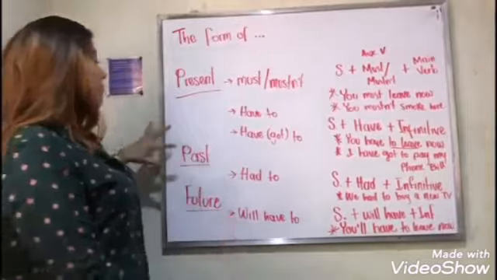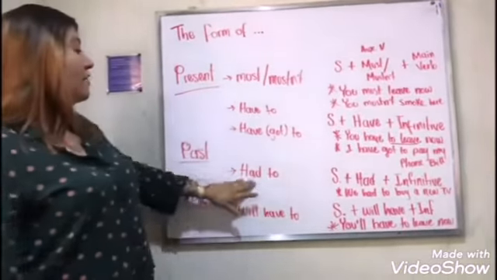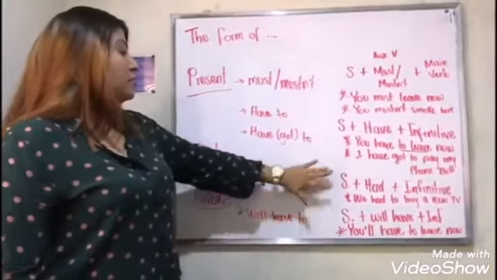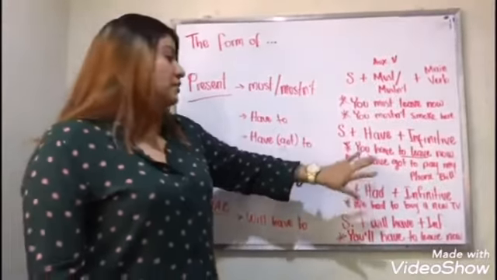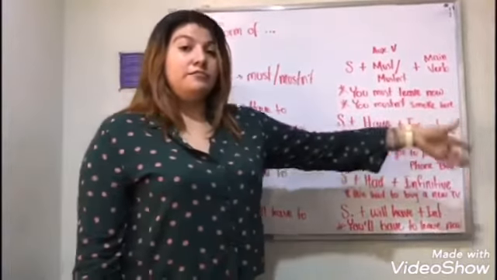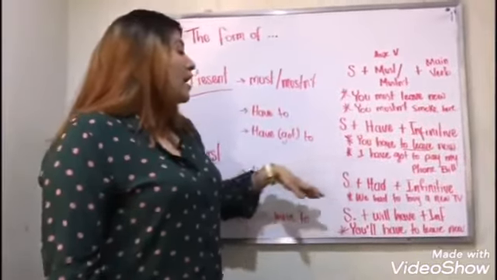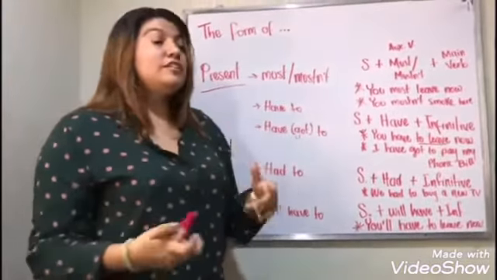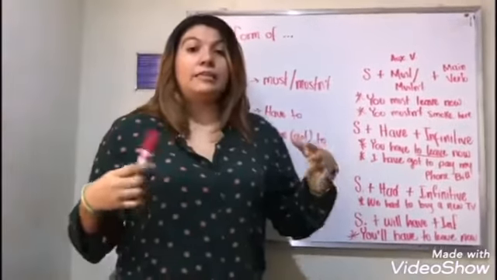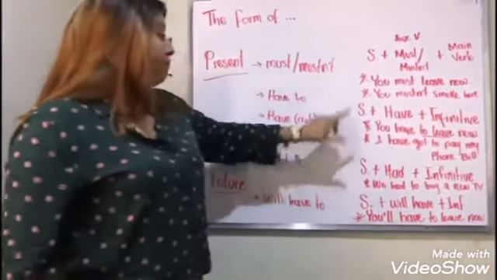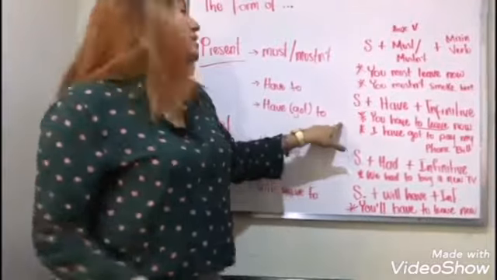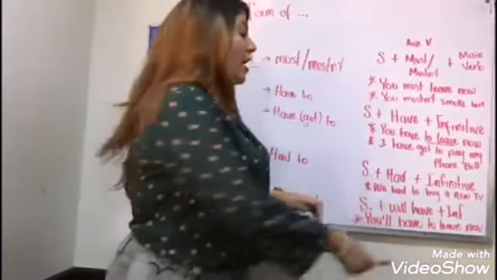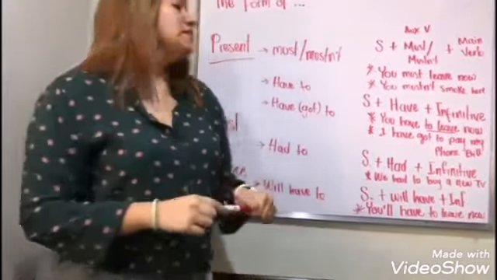Then in past, we know that had to is the past form of have to. And the structure is subject plus have, and then the infinitive. It's the same structure as in the present. The only difference is that we put have in past. Then the example is we had to buy a new TV. We have here have in past.